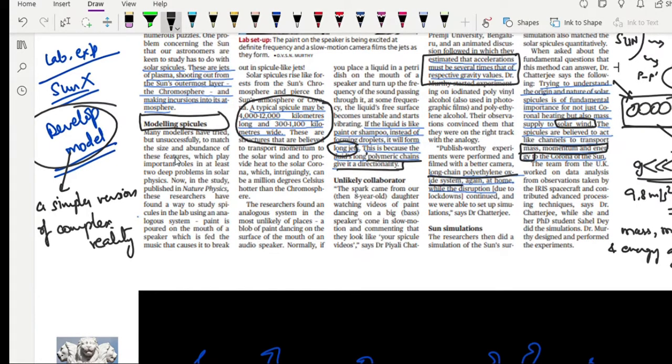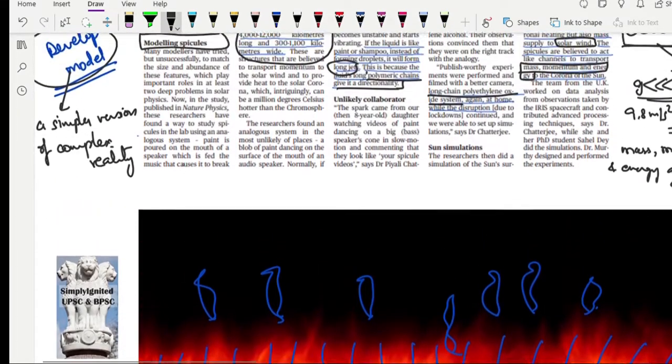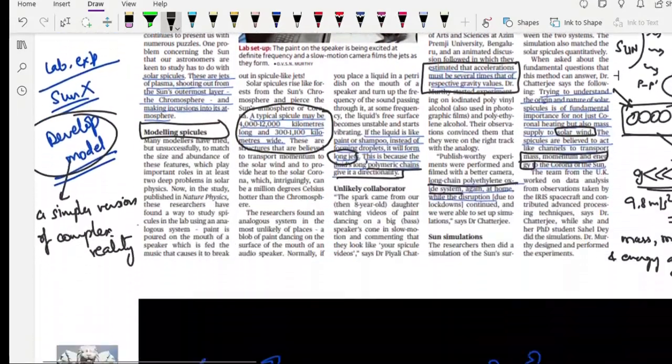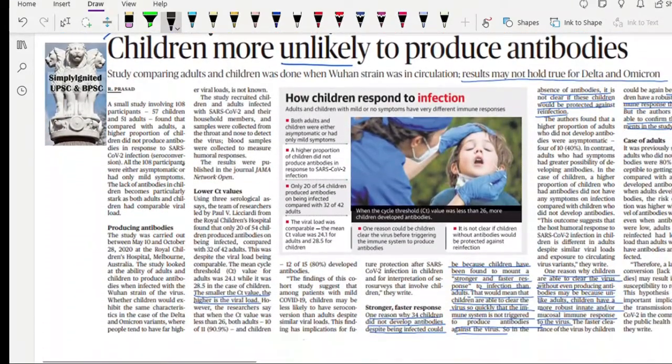You understand? So this is the entire article. Now you give it a read. If you feel any problem, you just tell me. I'll try to solve it as soon as possible. Now let's move to the next article.